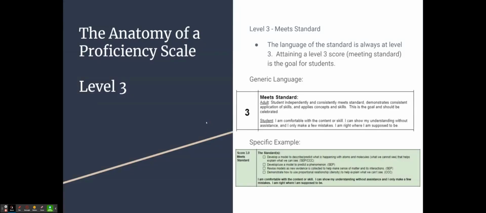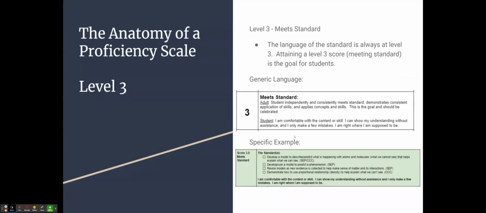So let's look at the anatomy of a proficiency scale, and let's start at the most important level, which is level 3. Level 3 is meet standard. The language of the standard is always going to be at level 3. So when we go back and look at those high level standards, that is what we're trying to attain. That is the level 3. In some generic language for a student, if they're scoring at a 3, they should read that or interpret that as, I'm comfortable with this content or skill. I can show my understanding without assistance, and I only maybe make tiny little mistakes. I'm right where I'm supposed to be. So this is our goal.